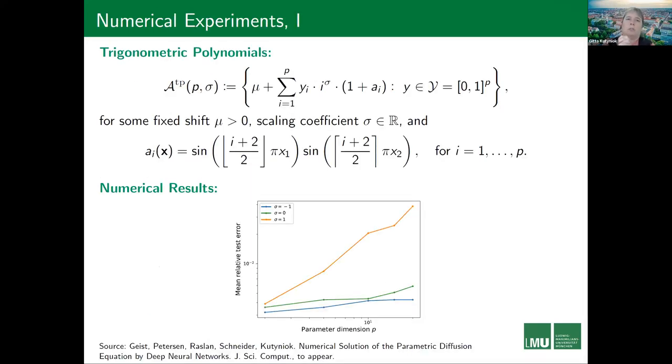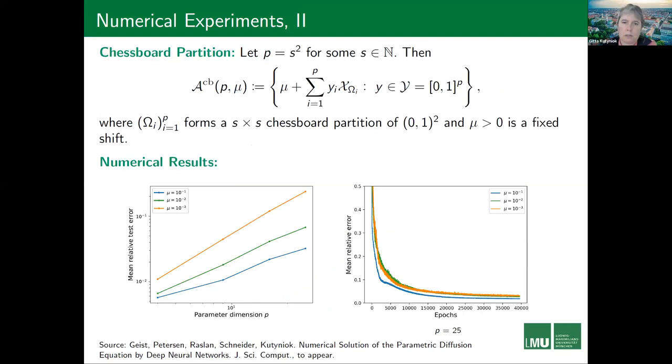These are now some numerical experiments, first in the affine regime. Here you have this trigonometric polynomial. What you observe here is the parameter dimension, which grows, and here you see the test error. What you see is a more or less linear behavior, so you don't get any exponential dependence on the parameter dimension. It's the same for this chessboard partition, still in the affine regime. Again, you get this linear behavior, and what is also really nice to see is that the training is really benign. You have a very, very nice training curve.